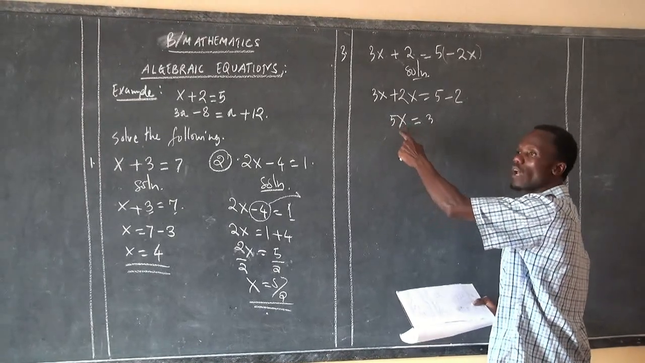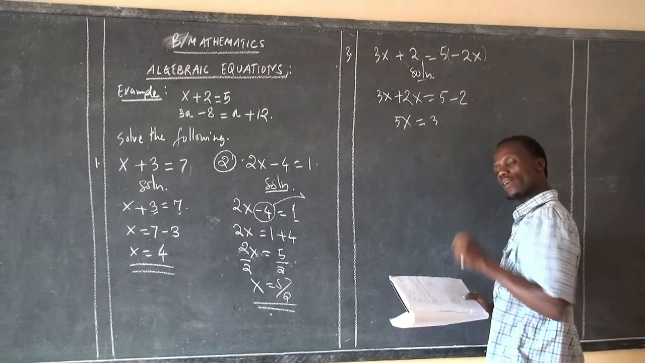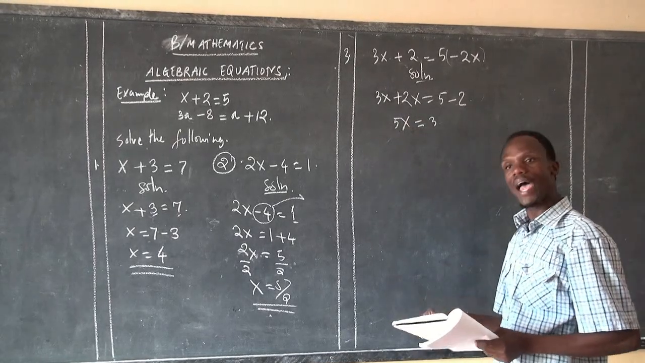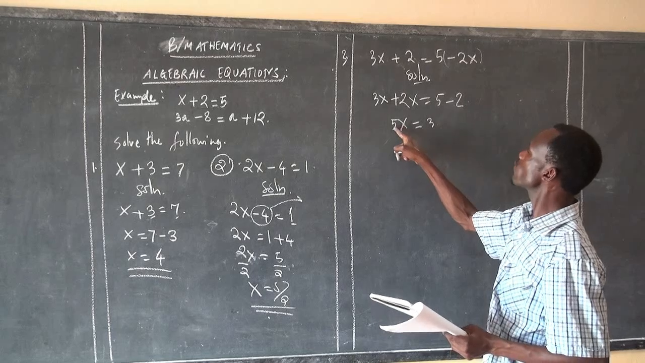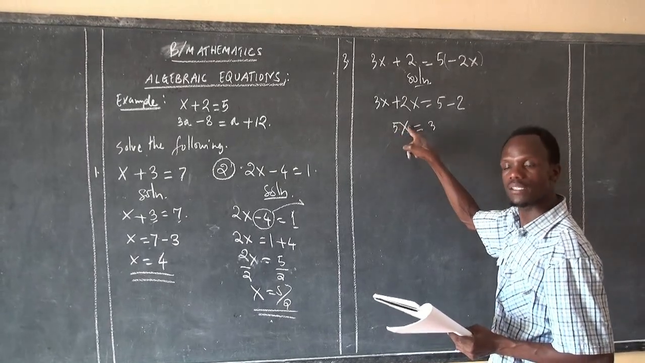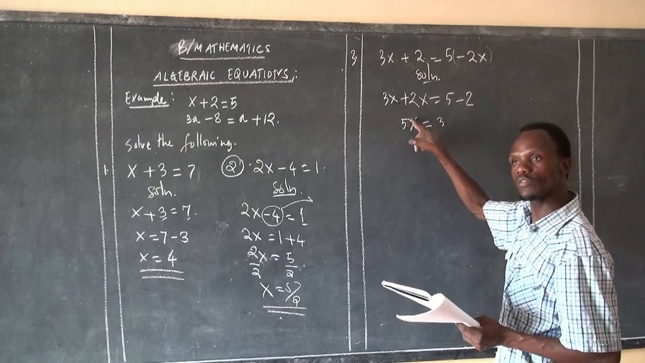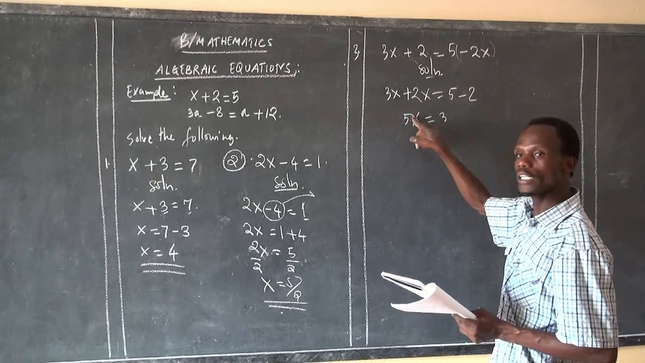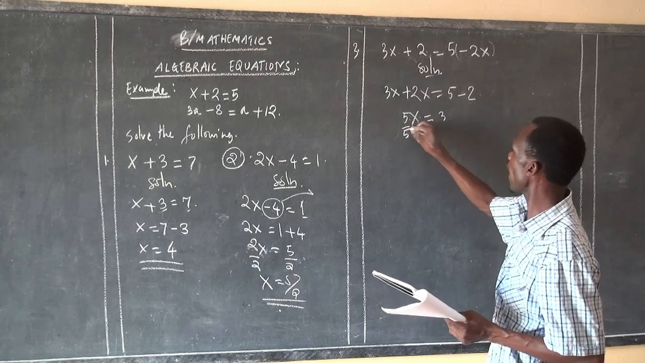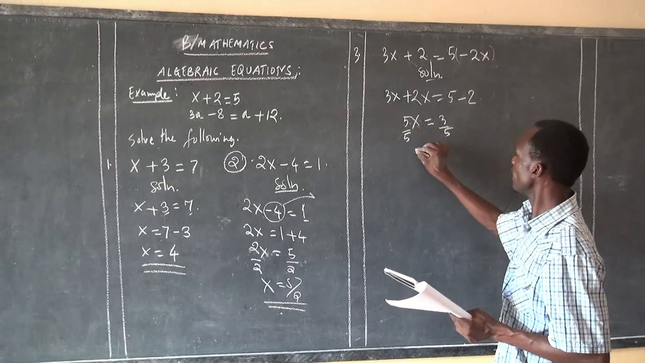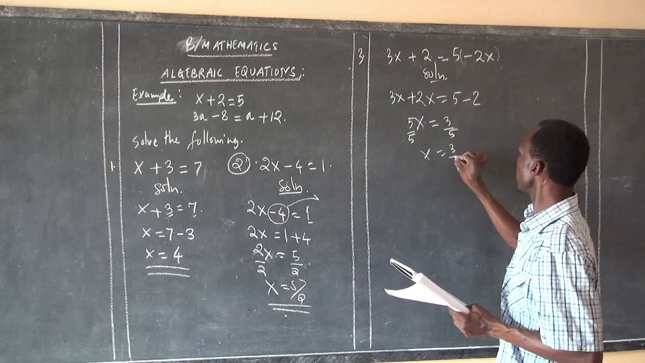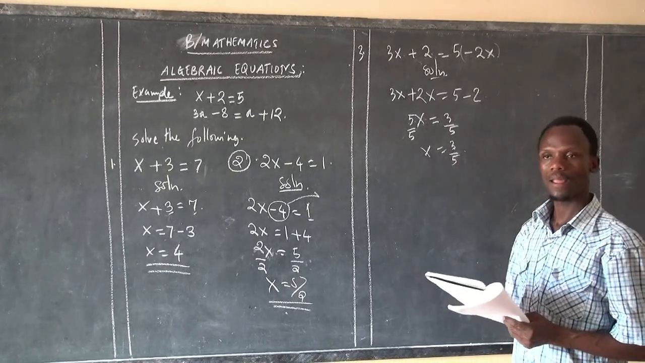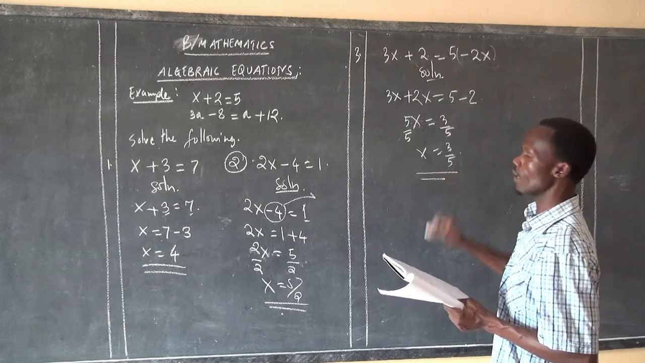Now we need to find the value of x by dividing by 5 both sides. Why do we divide by 5 both sides? Because I've said this is 5x, which means 5 times x. The opposite of multiplication is what? Division. That's why we divide by 5 both sides. Now x is equal to 3 over 5. Now this is the value of x.